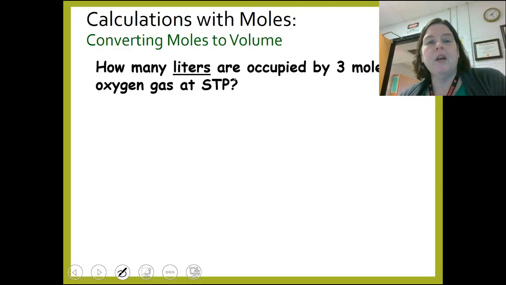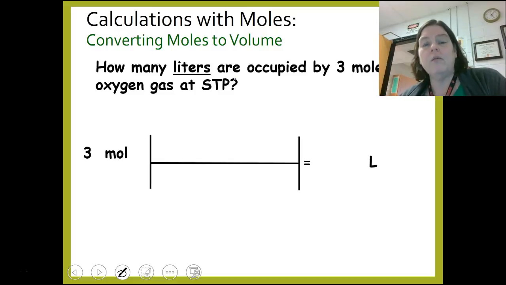Moles to volume. How many liters are occupied by 3 moles of oxygen gas at STP? So I know I have 3 moles of oxygen gas. What am I looking for? I'm looking for the number of liters of oxygen gas. How do I do that? Well, I have to do the conversion bar. What goes on the bottom? What are we trying to get rid of?